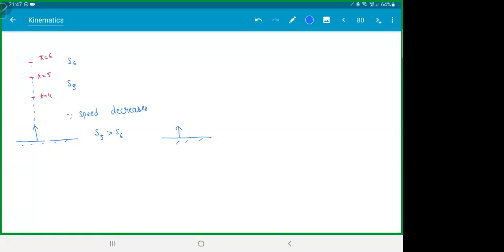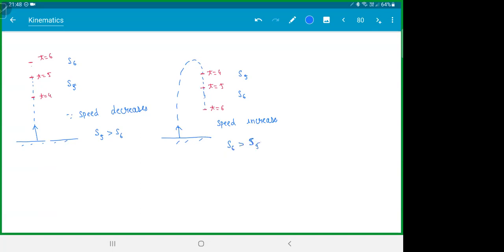Suppose the particle has already gone up and it is coming down. Now in this scenario, what happens? This is t equal to 4, this is t equal to 5, and this is t equal to 6. Now we are going faster and faster, speed is increasing. So this is S5 and this is S6. In this case, S6 will be greater than S5. So this is also not possible.